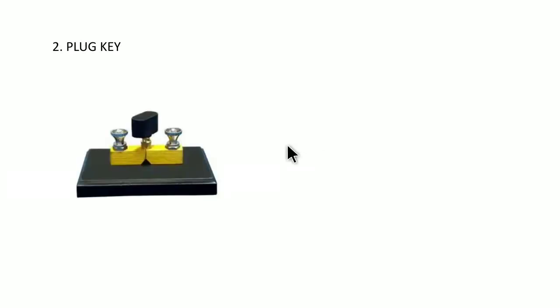Then we have a plug key. Plug key is of this type. When this key is removed, the circuit will be open and there will be no connection between these two terminals, and hence no current will flow. Once you insert the key back over here, the circuit will be complete, because the current can easily flow through this key, from this terminal to this terminal. So this is how a plug key works. Here is the symbol which is used.